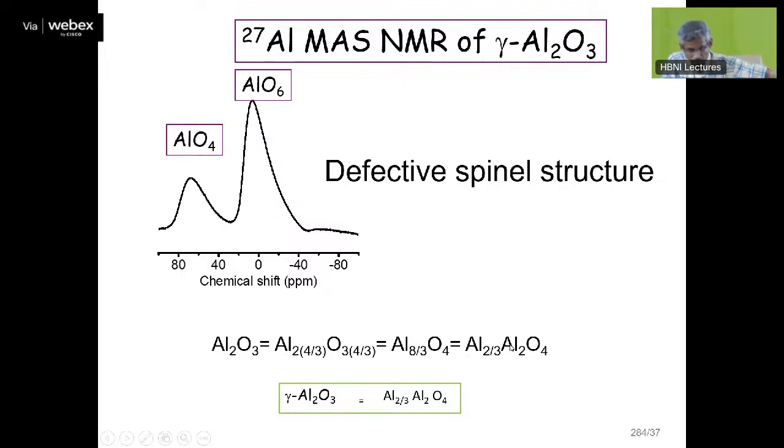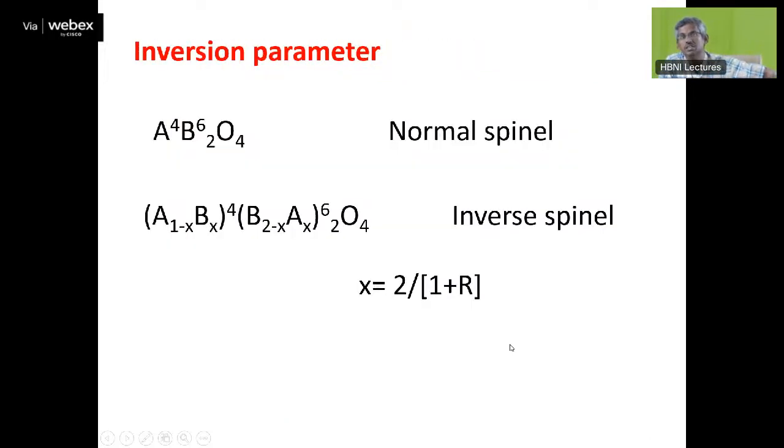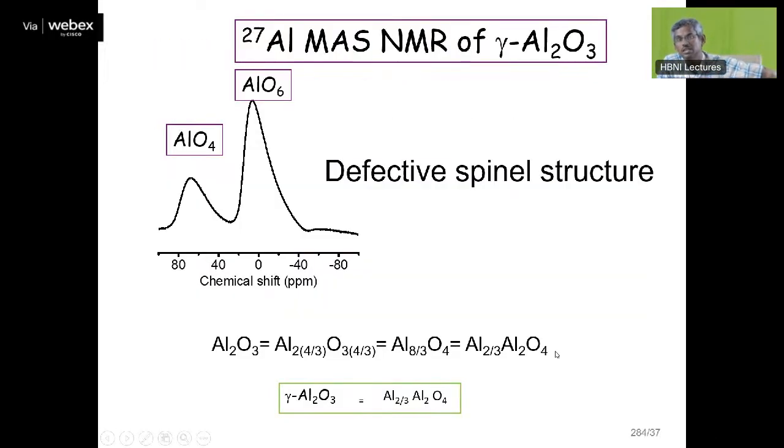I am trying to correlate this because we have the MgAl2O4 structure, so that is why I am writing AlO4. O4 is coming. So Al 8/3 can always be written as Al 2/3 Al2. This aluminium is in the octahedral site, whereas this aluminium is in the tetrahedral site. So by doing the NMR, you can find out how many aluminiums are on the tetrahedral site and how many aluminiums are on the octahedral site.